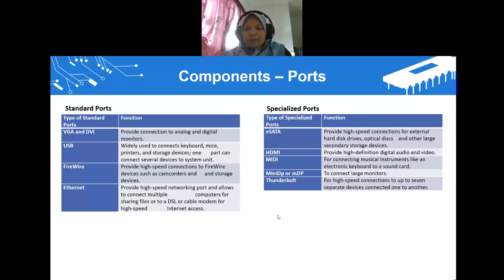And specialized ports, for example eSATA, provide high-speed connection for external hard disk drives, optical disks, and other large secondary storage devices. HDMI provides high definition digital audio and video. MIDI is for connecting musical instruments like an electronic keyboard to a sound card. Mini DP or MDP connects large monitors, and Thunderbolt is for high-speed connections to up to 7 separate devices connected one to another.